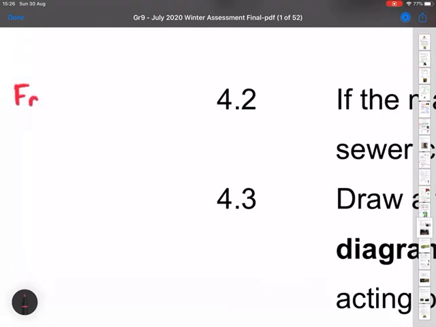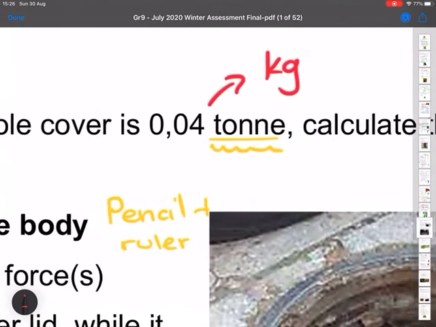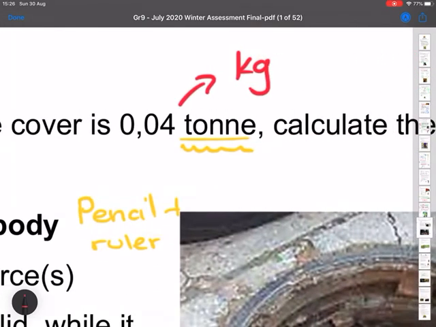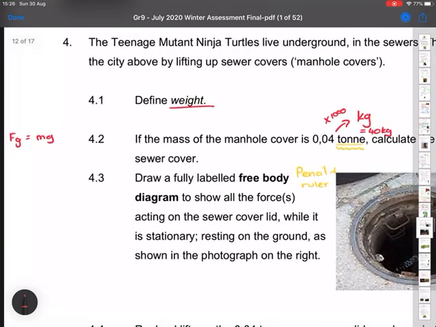So formula for weight, Fg equals mg. First convert that for 0.04 tons to kilograms by multiplying by 1,000. So you should have got 40 kilograms. I need to show that. So first of all, 0.04 tons equals 0.04 times 1,000 kilograms, which is equal to 40 kilograms.